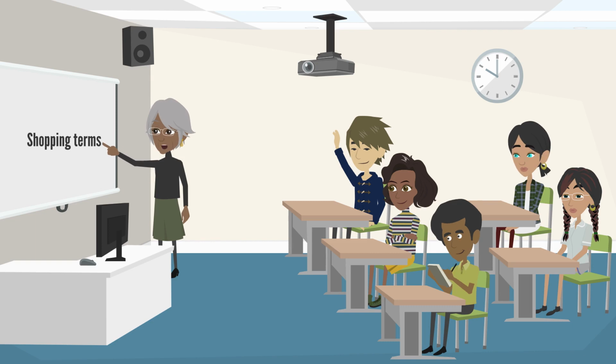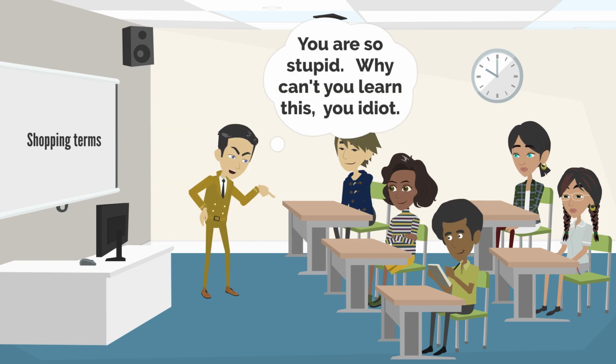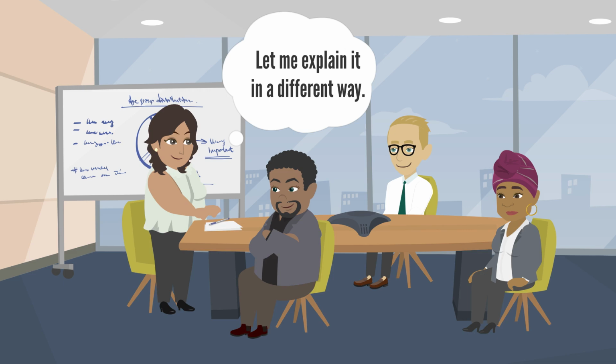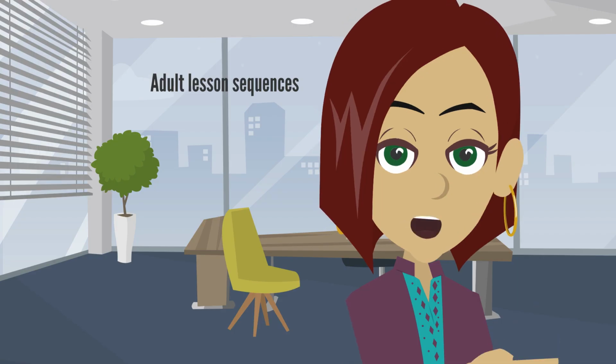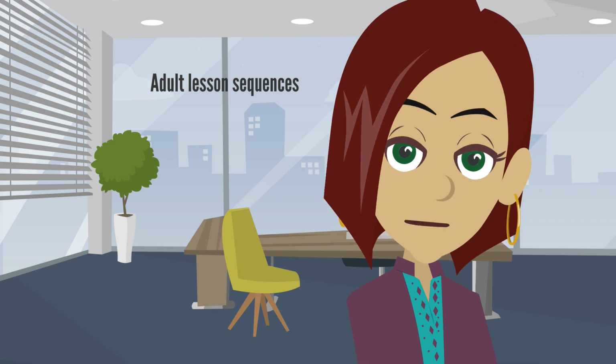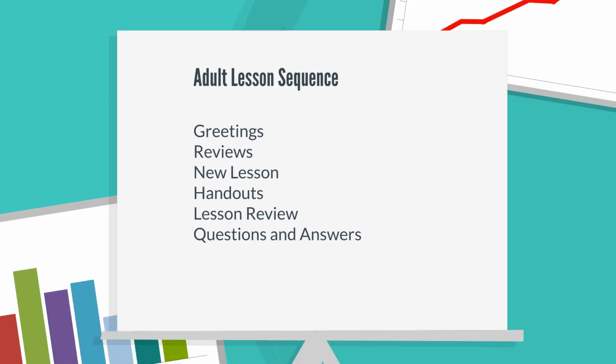They need to be instructed and treated like adults. Shouting and put-downs will immediately cause tension in the classroom and possible problems outside the classroom. Treat the adult students as equals and they will respond better to you. A typical lesson sequence for an adult would go something like this. Greetings. Reviews. New lesson. Handouts. Lesson review. Questions and answers.